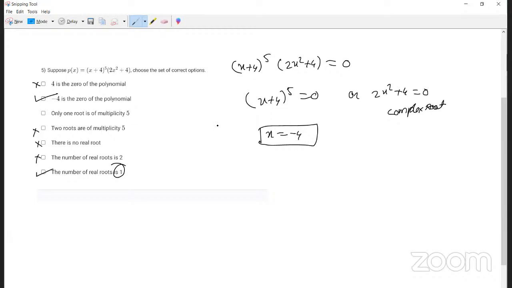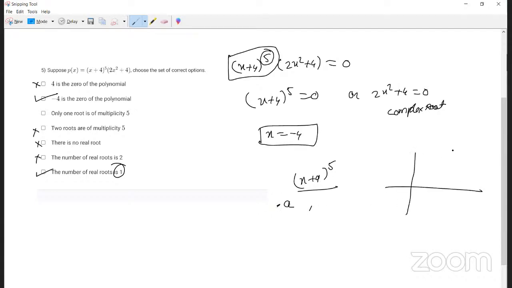Sir, what do you mean by multiplicity? Is it the maximum power? Yeah, here the multiplicity of this particular term is 5 and the zero of this is 4. Like in general, (x + a) to the power 5, then we can say the zero of the particular expression is -a and the multiplicity is 5.